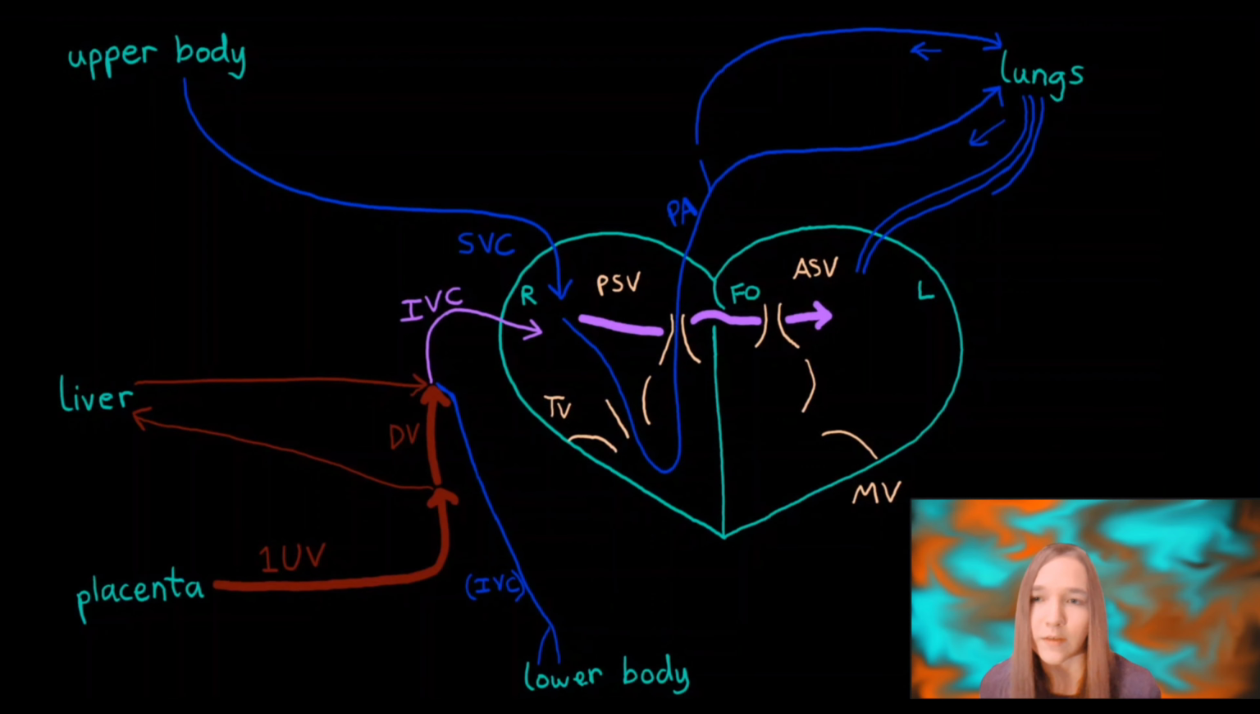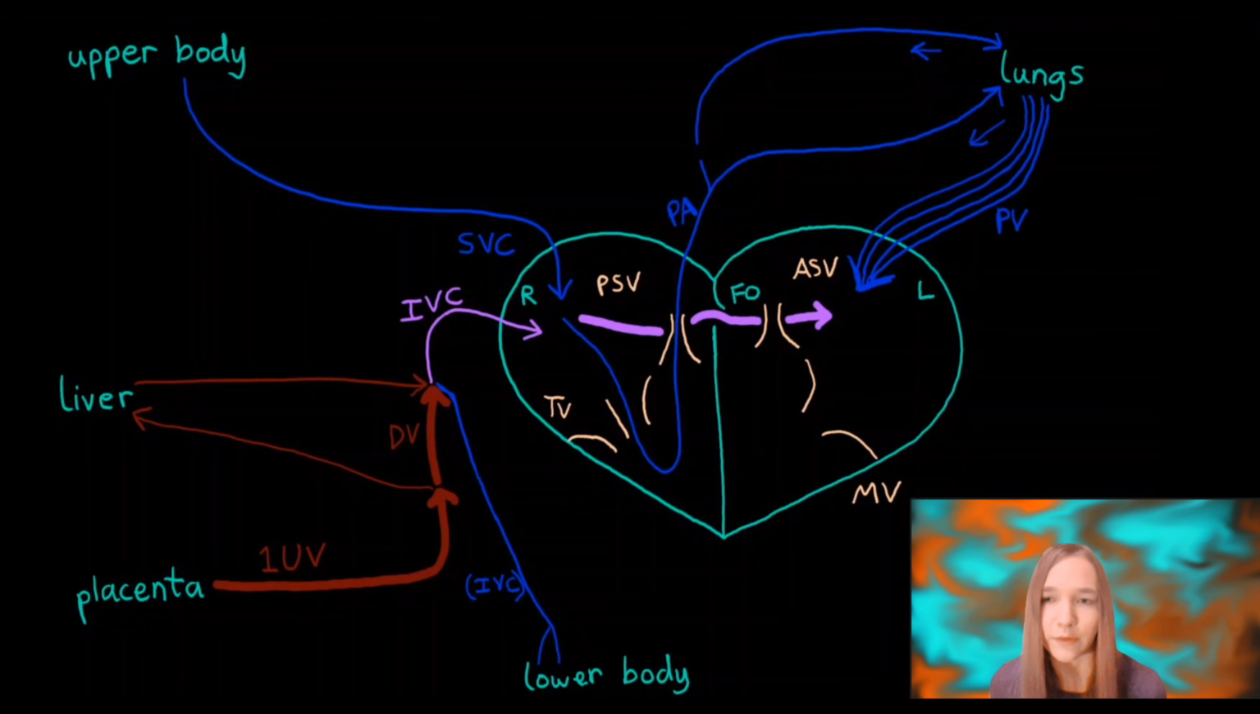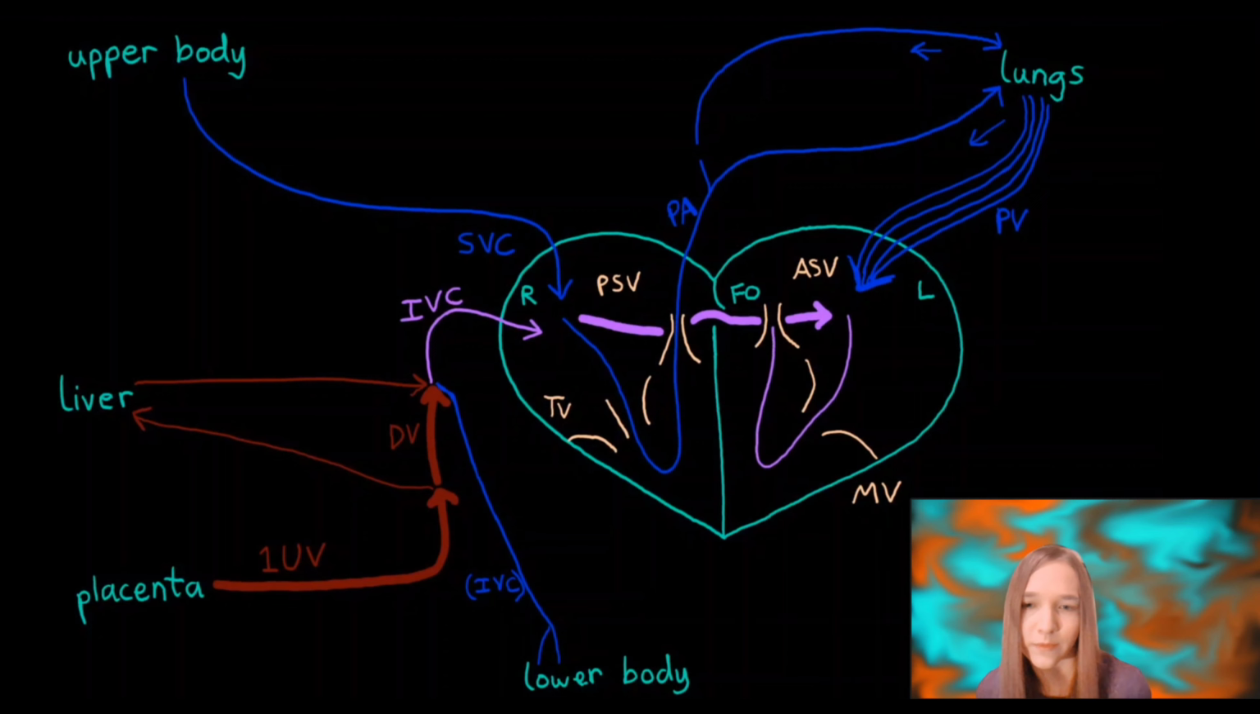We have deoxygenated blood coming from the lungs. There are 4 pulmonary veins. There is the right superior, right inferior, left superior, and left inferior. Those pulmonary veins will bring deoxygenated blood into the left atrium. Just as we would expect, the blood will go through the mitral valve into the left ventricle, and then through the aortic semilunar valve into the aorta.